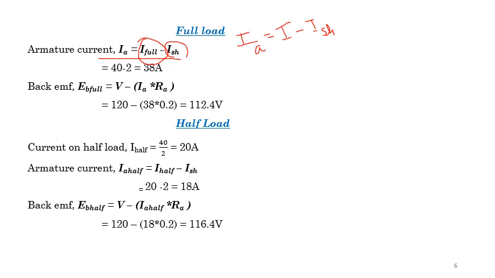Next, we have to calculate the back EMF. So back EMF, what happens? EB is equal to V minus IaRa. According to that, substitute and get the back EMF for full load. Next, let us go to the half load.